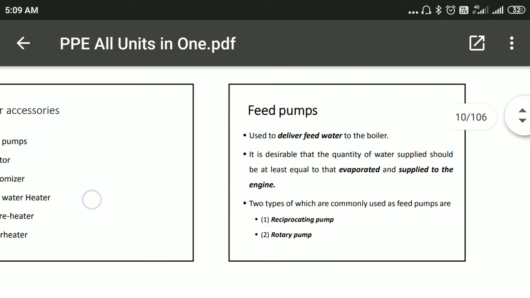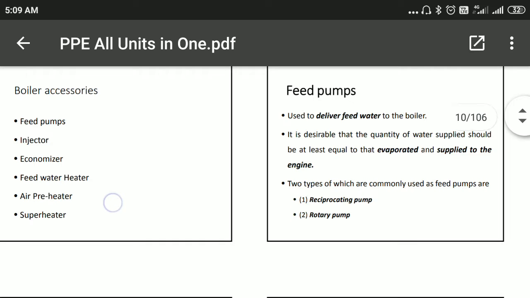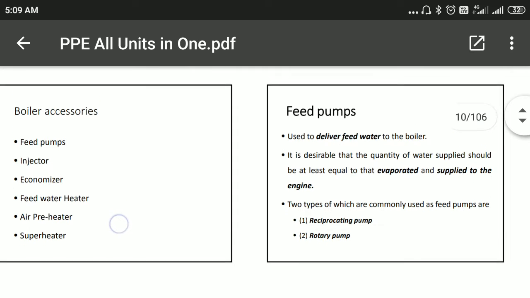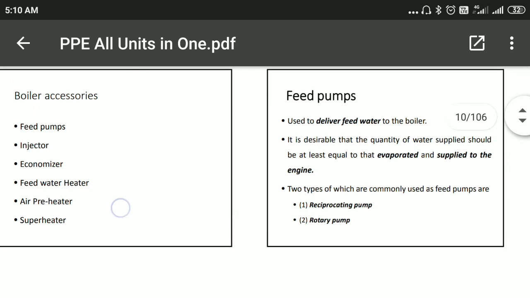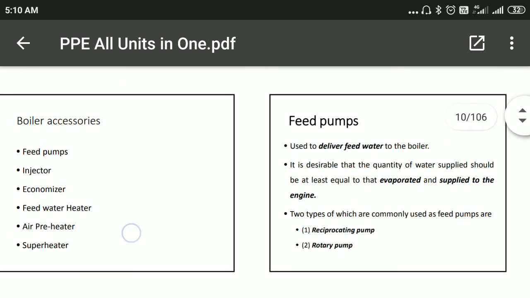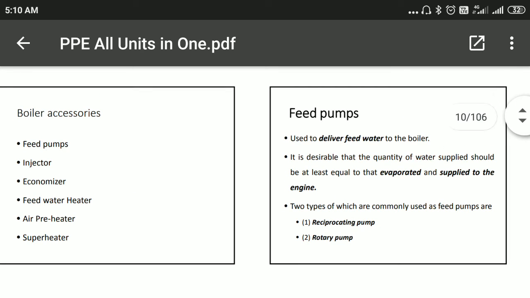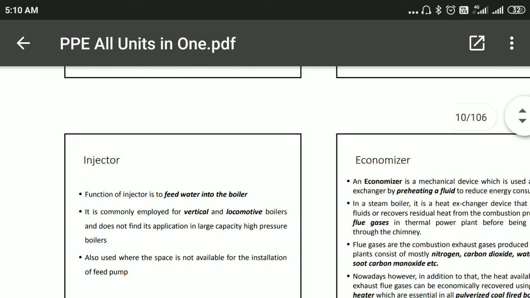It is used to deliver the feed water to the boiler, simply as the name implies, means used for the delivery of the water from the sump to the boiler. It is desirable that the quantity of water supplied should be at least equal to that evaporated and supplied to the engine. There are mainly two types of pump used for this feeding purpose: reciprocating and rotary type.